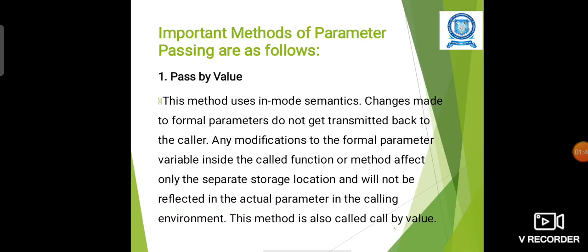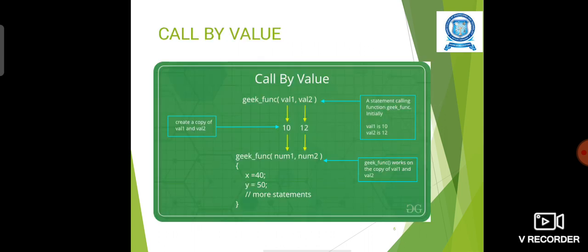Then we can see the important methods of parameter passing. There are two methods: pass by value and pass by reference. Pass by value uses in-mode semantics. Changes made to the formal parameters do not get transmitted back to the caller. Any modification to the formal parameter variable inside the called function or method affects only the separate storage location and will not be reflected in the actual parameter in the calling environment.